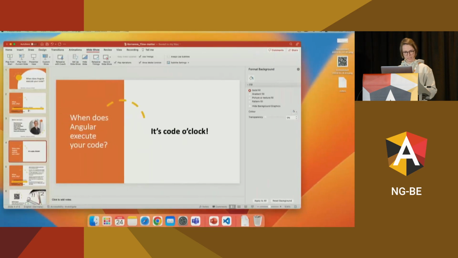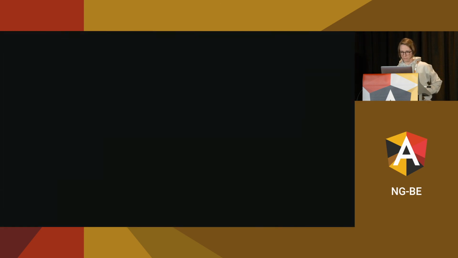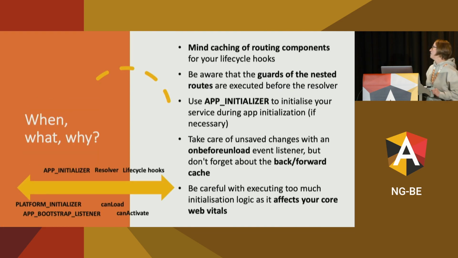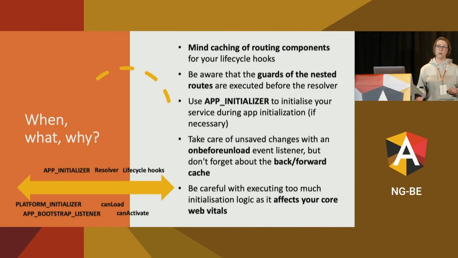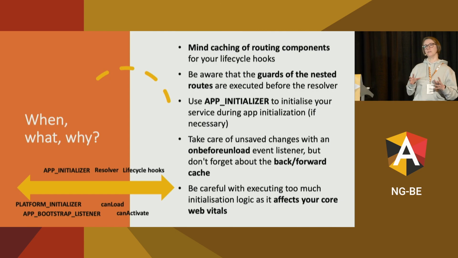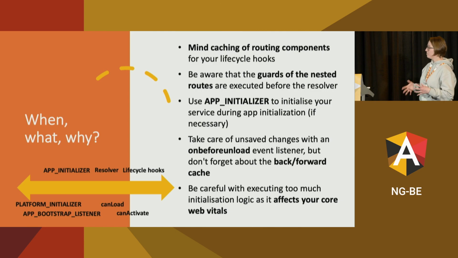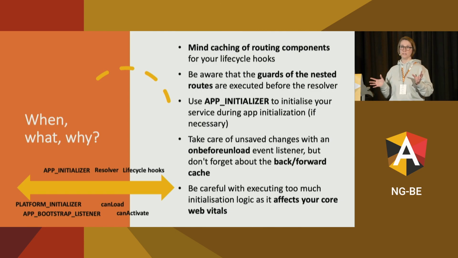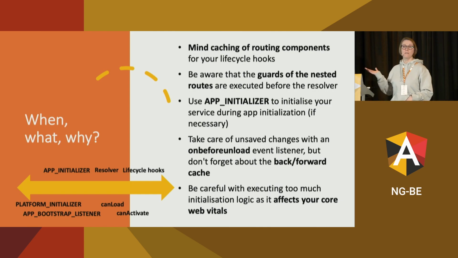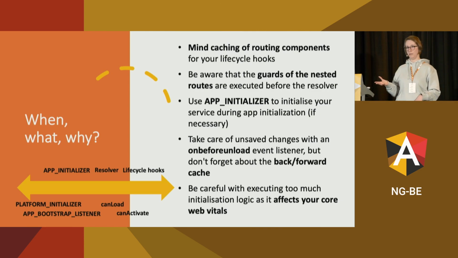Having said that, let's come to the conclusions. Which are here. So we talked about caching of the routing components and route reuse strategy. We talked about the guards and this peculiar sequence of guards and resolvers in the nested routes. We talked about the app initializers and further injection tokens that you can use at the beginning of the application. We've just talked about the beforeunload and the consequences of using it for the performance.